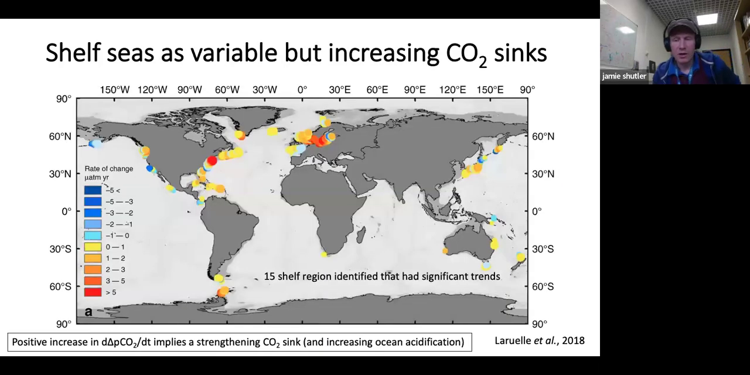There was some work done in 2018, which was published by Laruelle in Nature Climate Change, I think, but they identified that these shelf seas were variable but increasing sinks of CO2. And this is their work. You can see that areas of red mean an increasing sink. And so you can see a large number of these shelf seas are actually increasing in their strength.